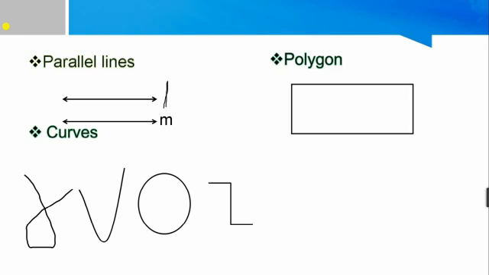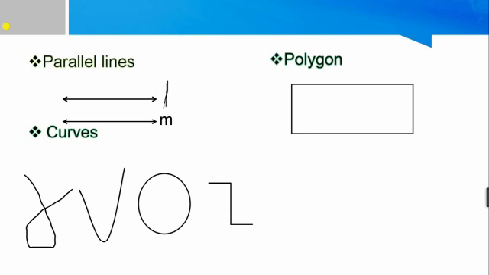Next, closed curve. If ends of a curve are joined, then that curve is called a closed curve. Here, circle is an example for closed curve. If ends of a curve are not joined, then those curves are called open curves. Here, second and fourth curves are examples for open curves.